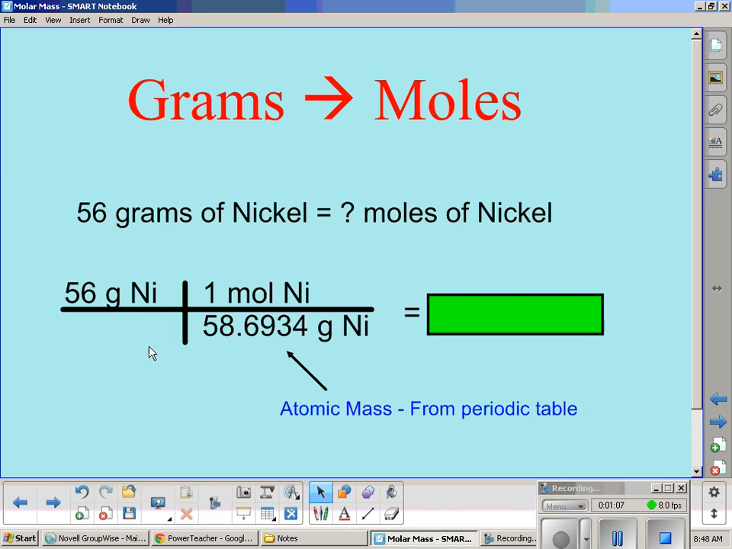So this ends up just being a simple division problem. The 56 divided by the 58.6934, the atomic mass of nickel, or whatever element you're trying to find. Simple division, and you come up with your answer. You've got your number of moles.